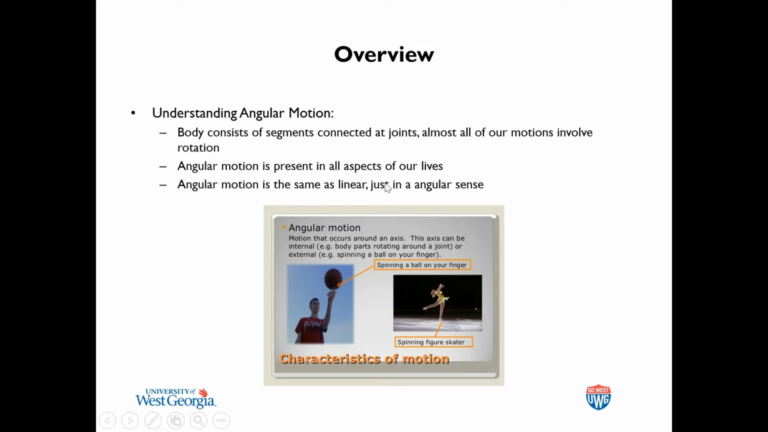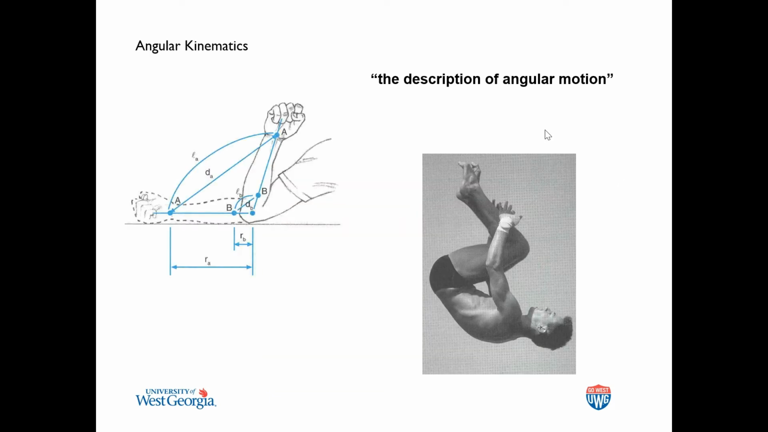Angular motion is the same as linear. It's just in an angular sense. We'll go ahead and jump in. So when we look at angular kinematics, again, it does have this relationship to linear kinematics, but it starts to talk about angles or degrees.